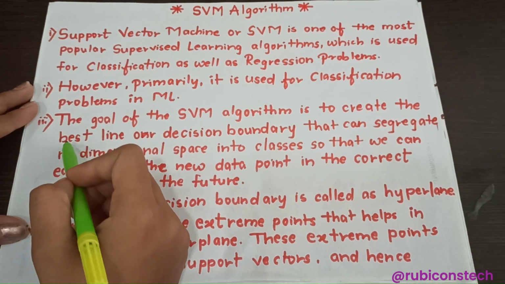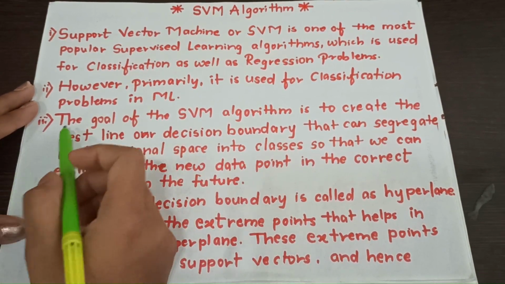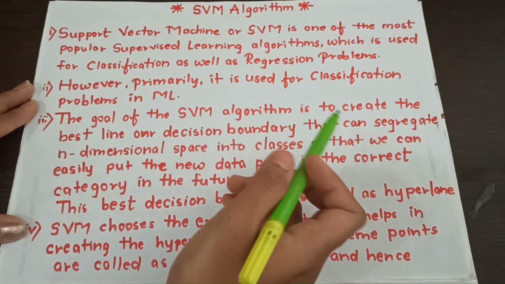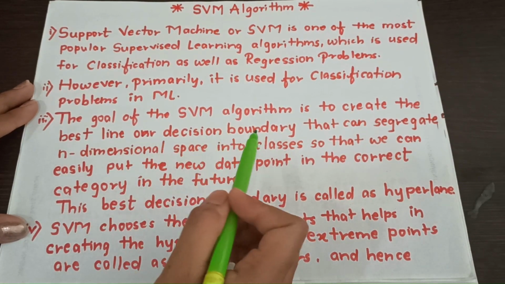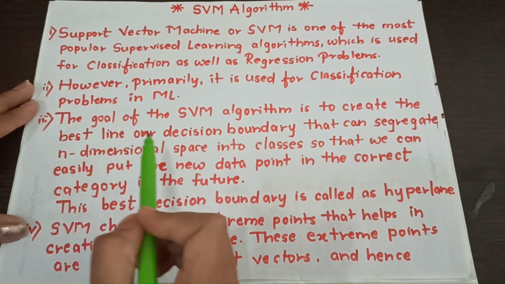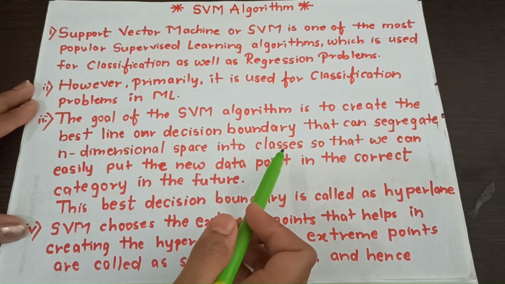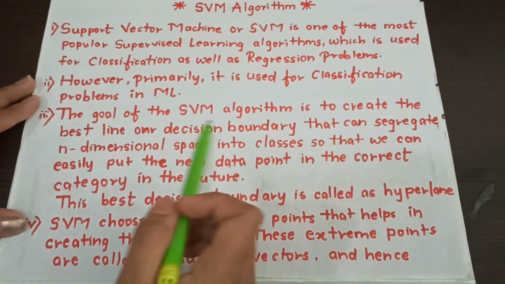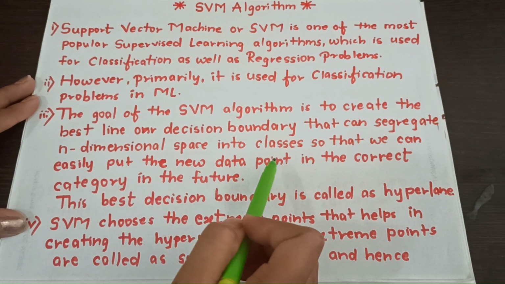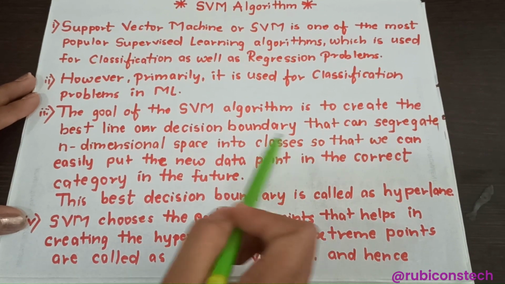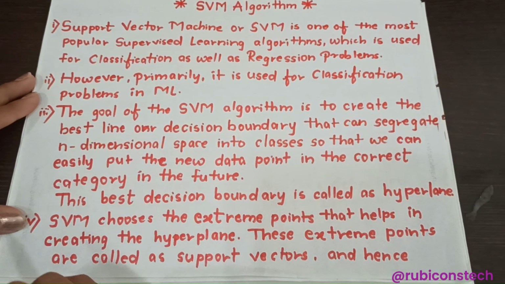Now we will understand what is the goal of the SVM algorithm. The goal of the SVM algorithm is to create the best line or decision boundary that segregates the n-dimensional space into classes, so that we can easily put a new data point in the correct category in the future.